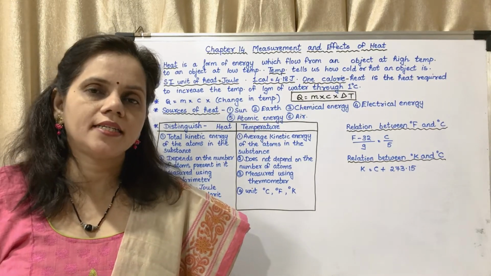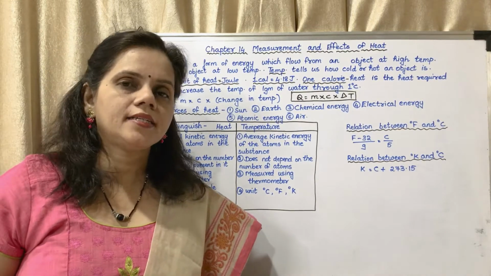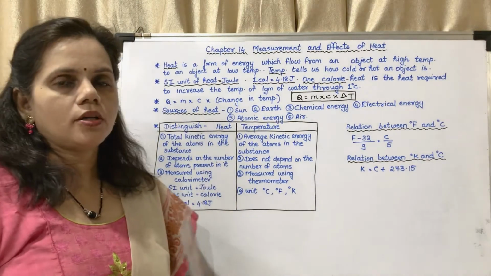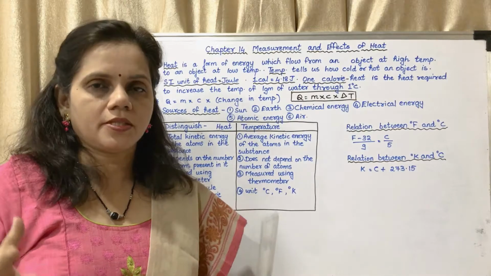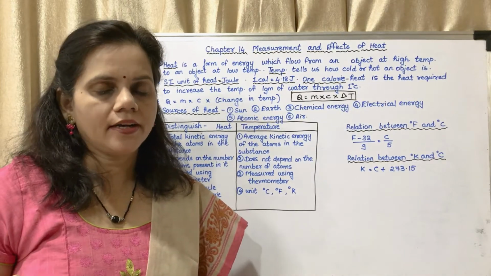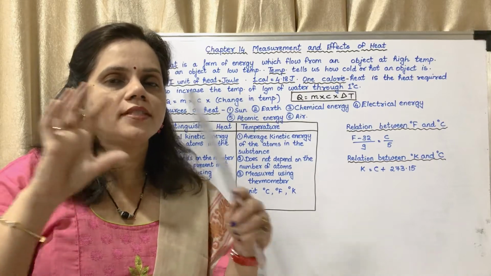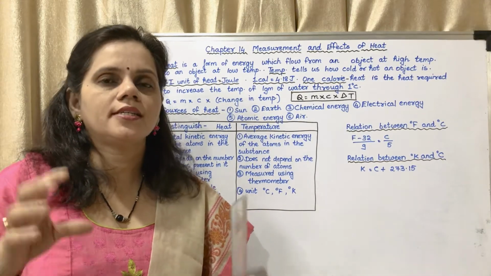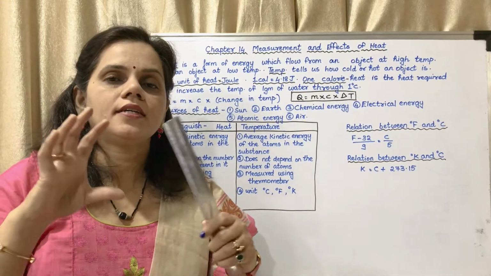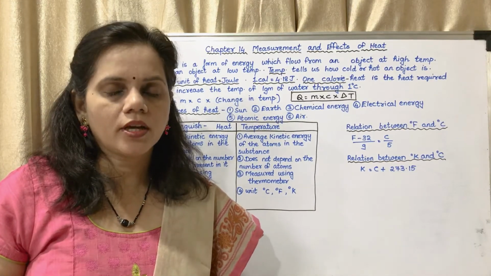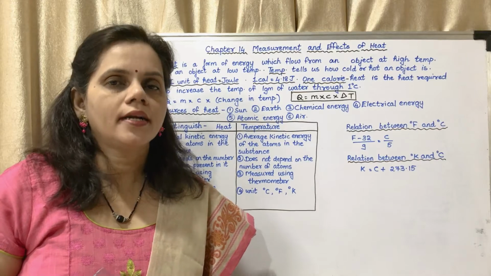Now we will study the difference between heat and temperature. You know about a particular substance. For example, there is a solid substance. The solid is made up of several atoms. Consider a solid with the number of atoms equal to 10.